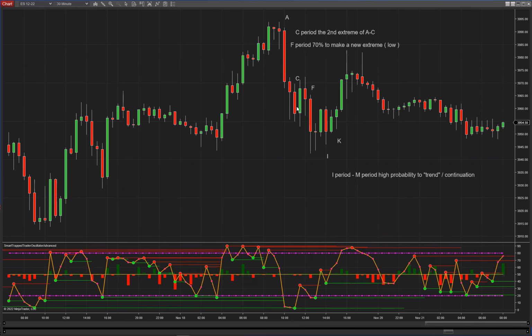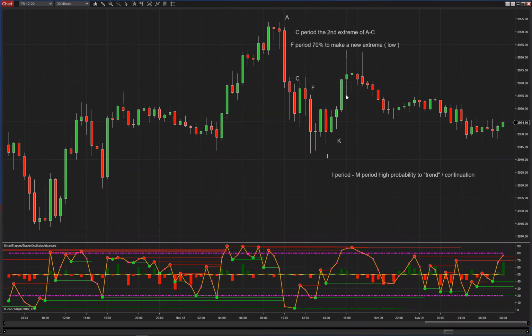Either you can scalp your way down, you can get in, the market can move in your favor. However you decide you want to trade. We had a 70% probability that F period, this bar, was going to make a new extreme for the day. Here's the day. We thought D and E were going to be in the middle, A, B, C, D and E in the middle, F coming down. And then I through M have a high probability to extend and continue trending.